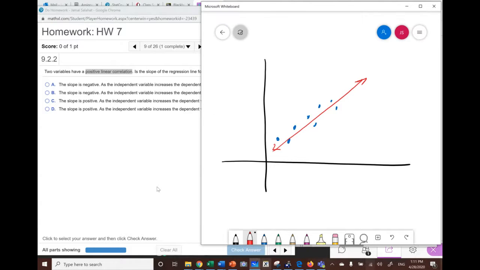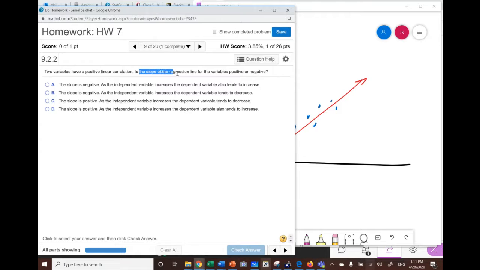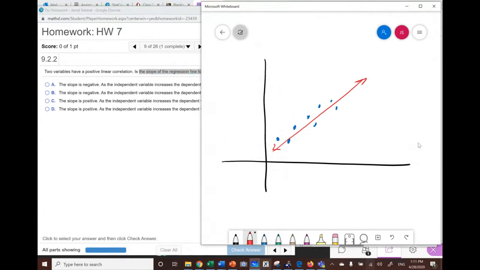Now, the question after that is asking, is the slope of the regression line positive or negative? So here is the line that I put in red. Now, what is the slope? By definition, the slope is rise over run. So this is the rise, and this is the run. And notice that the rise is positive, and the run is positive, and the slope, which is M, that we learned a long time ago, is going to be a positive divided by a positive, which is still going to be a positive.